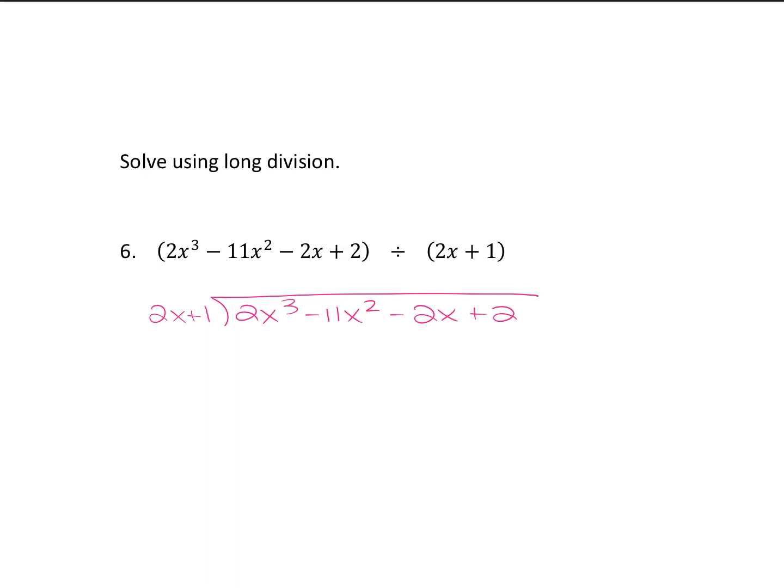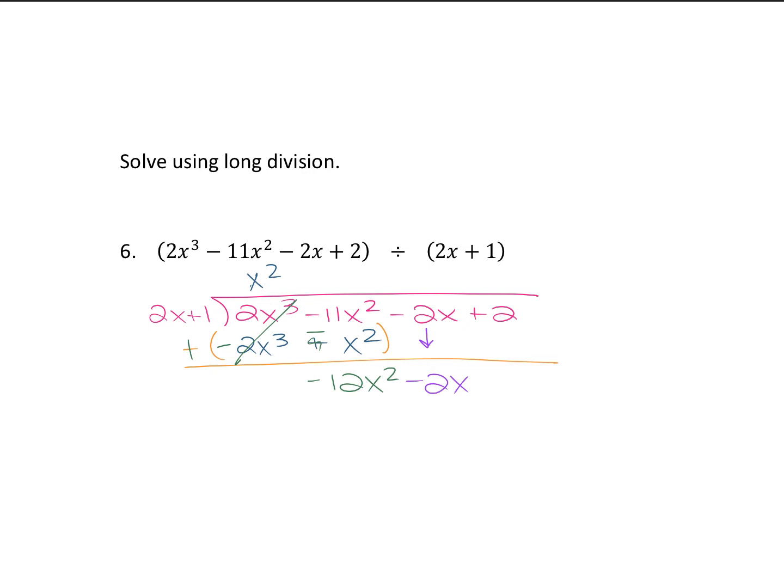We ask ourselves, 2x times what is 2x cubed? That's x squared. So we multiply the x squared by both the 2x and the 1, put it under the 2x cubed and the negative 11x squared. So 2x times x squared is 2x cubed. x squared times 1 is just x squared. We subtract these or add the opposites. The 2x cubes cancel. Negative 11x squared minus x squared is negative 12x squared. We bring our next term down, which is that negative 2x.